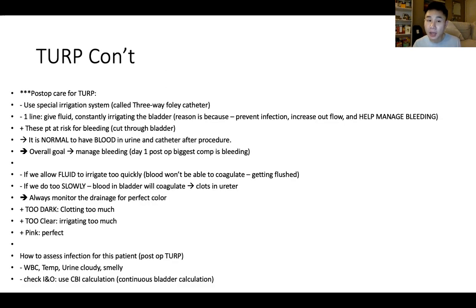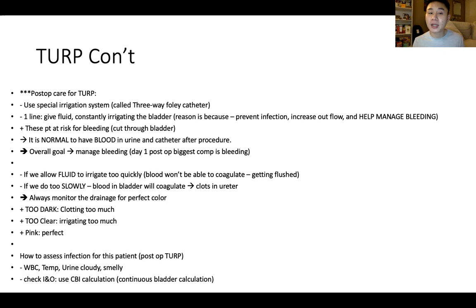So, post-op care for TURP. Basically we have to use a special irrigation system. This is called a three-way Foley catheter. On one line, we give fluid constantly to irrigate the bladder. The reason is that it prevents infection, increases outflow, and helps manage bleeding. So we give them fluid constantly in order to prevent infection, increase outflow of the urine, and help manage the bleeding issues of the patient, because internally, we cut through the bladder. So that's why we have to do that.